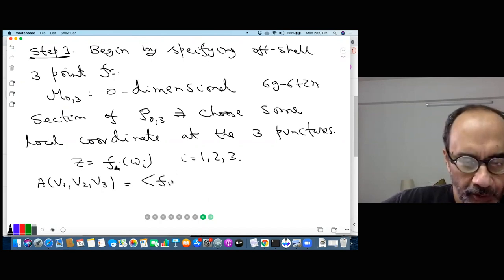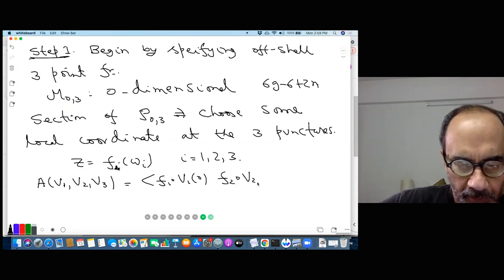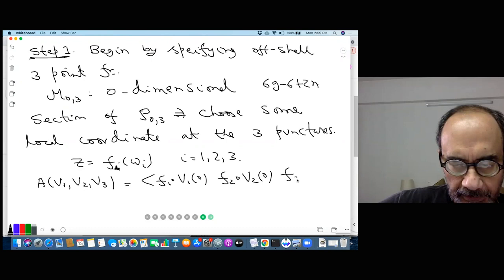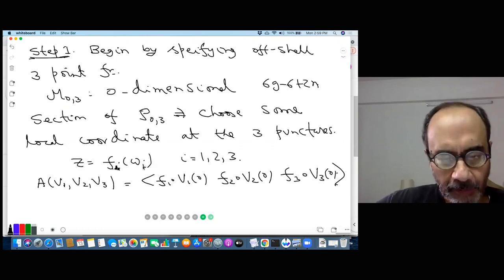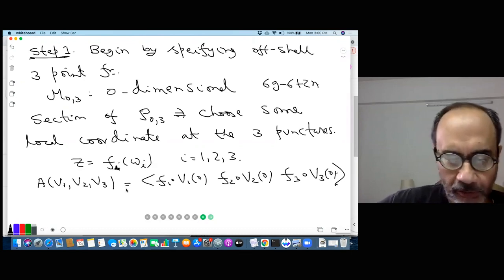So it's f1 dot v1(0), f2 dot v2(0), and f3 dot v3(0), because the punctures are located at w_i equal to 0 in the w_i coordinates. The ith puncture is at w_i equal to 0.